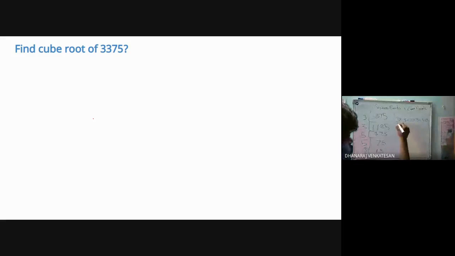You have to group in threes. From this group you take a single digit 3, and from this group you take a single digit 5, so it is equal to 15. This is the cube root of the given number.